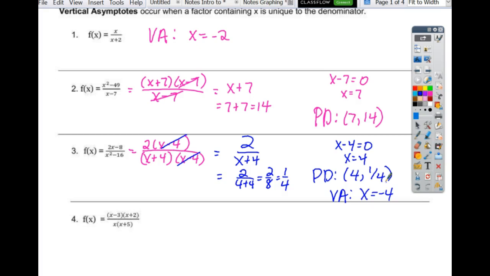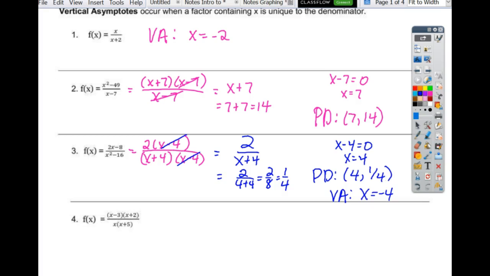No. I got negative 4 from the bottom here. Right here. No, you said here. X minus 4 gives me a positive 4, not a negative 4. I heard what you said. It comes from here, though. Okay? All right. So, number 4.